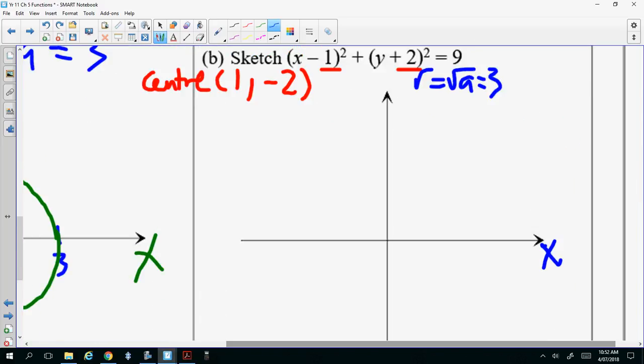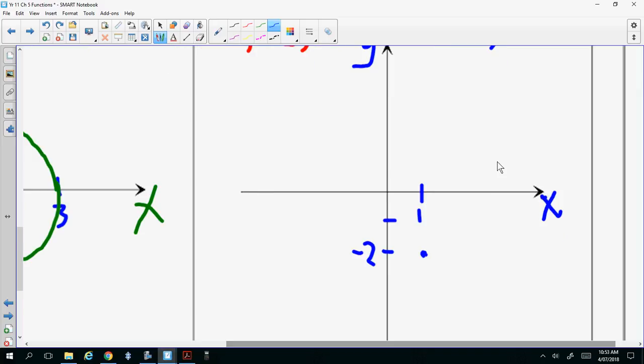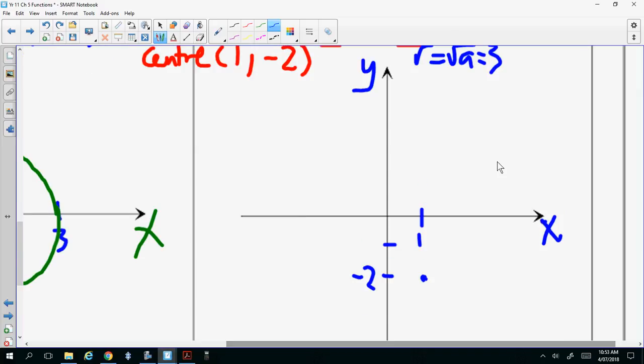1 is across, down 2. Locate the center first. All right, that's your center. Once you've got the center, use the radius to work out the other 4 points. So the radius will be 3. So therefore, you go up 3 steps. 1, 2, 3. A dot here, right? The radius 3. You go up 3 steps.